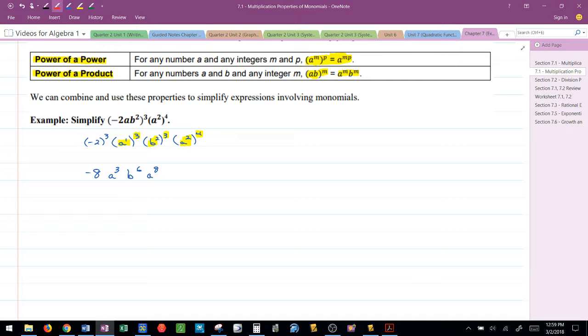Now, as I wrote this answer, I noticed this and this are the same base. And remember, each one of these monomial pieces is being multiplied together. So I have a to the third and a to the 8th. That's the multiplication property being exposed now, the product property, which says add the powers. So I have negative 8, a to the 3 plus 8, which is 11, and b to the 6th.